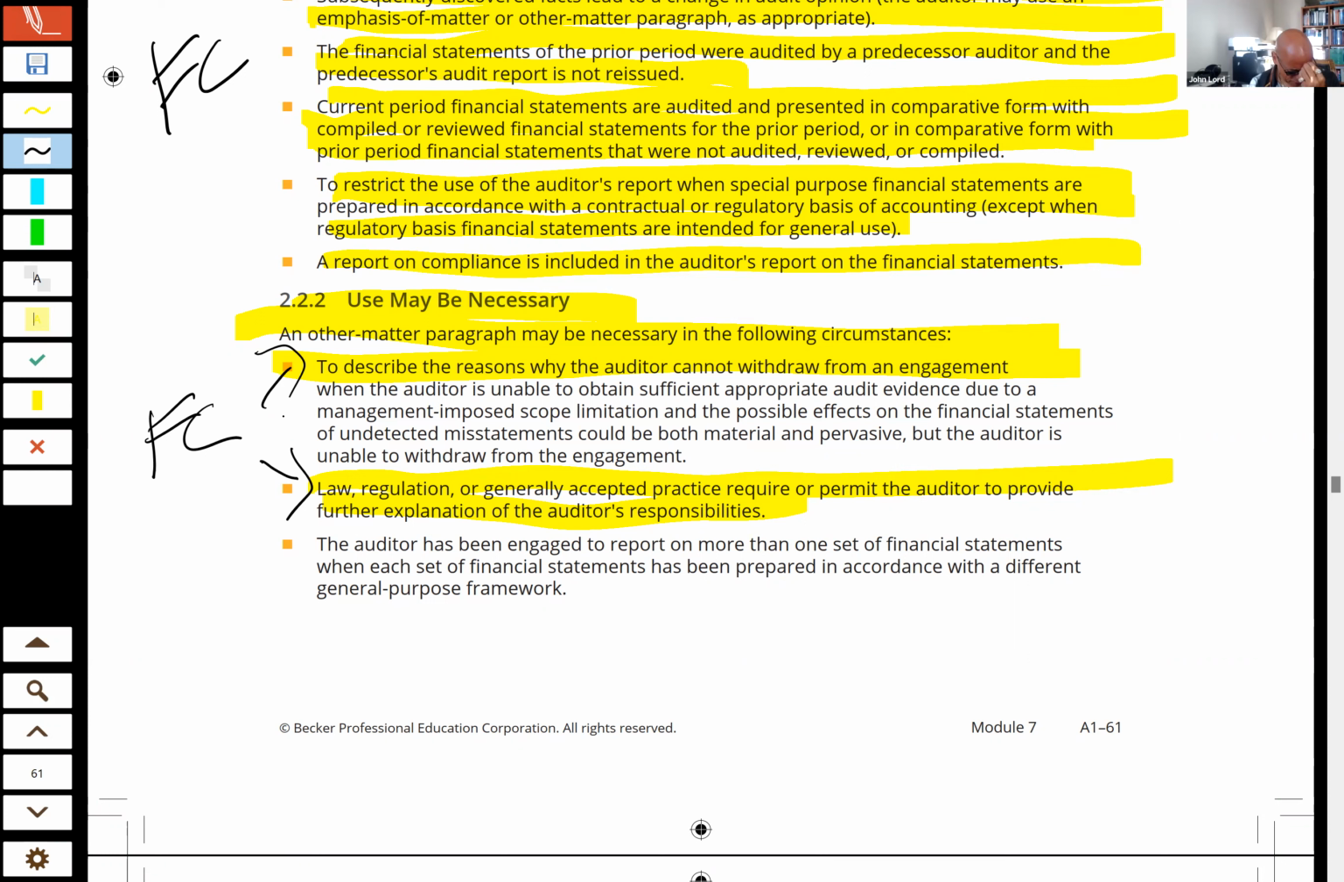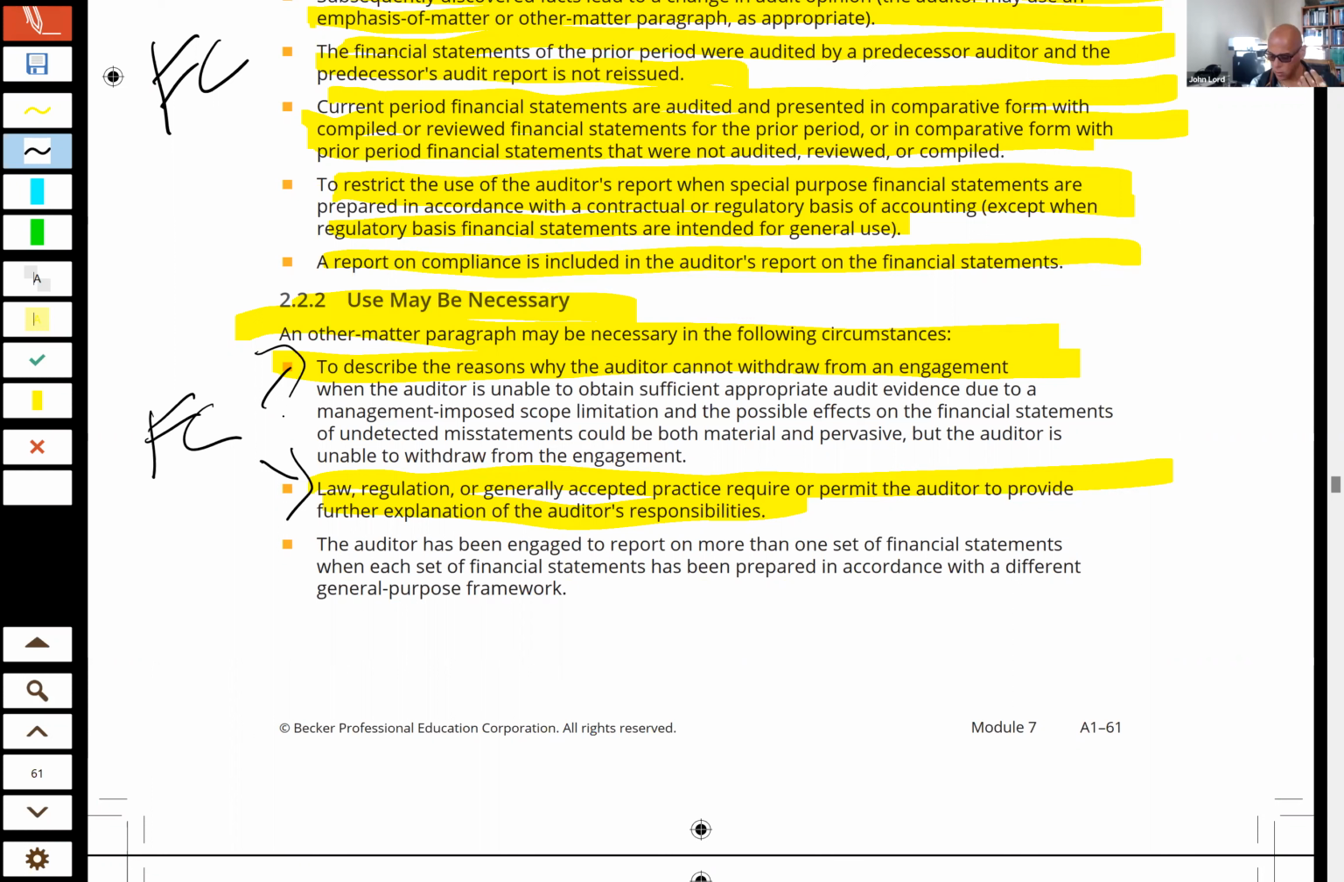In this case, in the state of California, I want to say it's either the state auditor general or the state controller. I think it's the state controller's office. I don't know if anyone knows, let me know. But I think it is required by legislation to audit the consolidated financial statements of the state of California. So they can't withdraw.